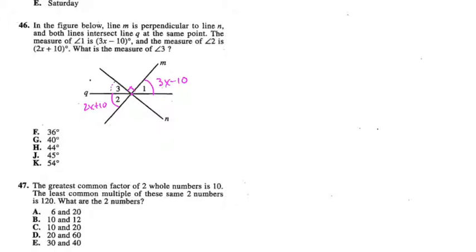A couple things to note. First is that 1 and 2 are vertical angles, meaning they are congruent. So 1 and 2 are vertical angles. Anytime you have angles on opposite sides of an intersection, they're vertical angles and they're congruent. That means that 3x minus 10 equals 2x plus 10. Now we can solve for x and then we can actually get the angle measurements.